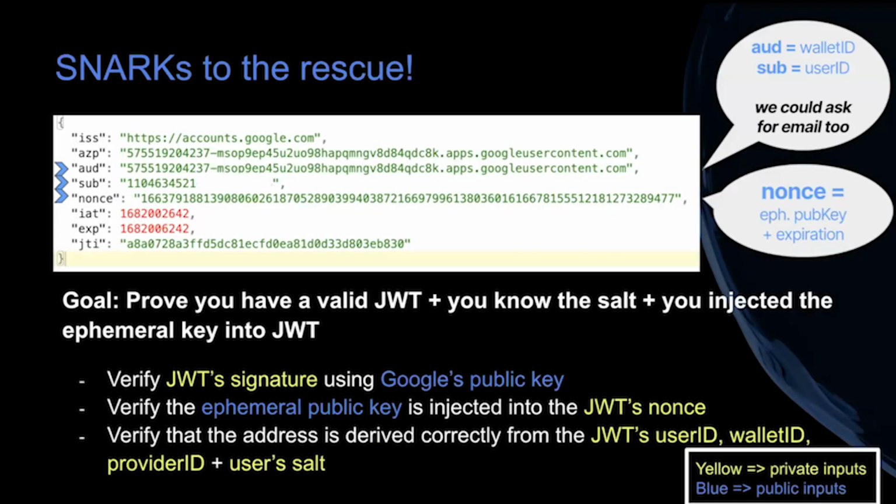The statement we prove here is something like this. You want to prove that you have a JWT that is signed by a Google public key, and then verify certain claims in the JWT. So let's say that the nonce has the right key, and the address is derived from the right claims. In this JSON payload, you care about certain claims, so you need to parse those claims out and prove certain facts about them, and then do some signature verification.